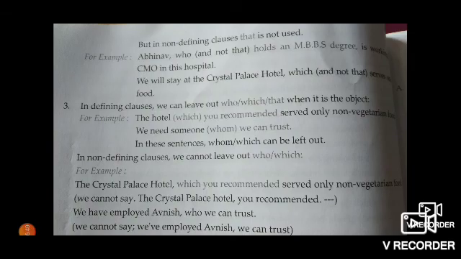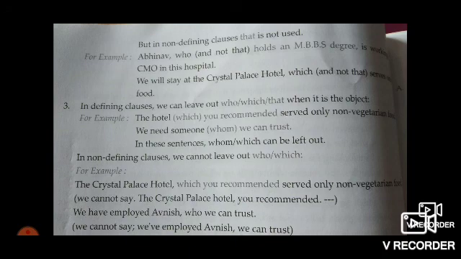In defining clauses, we can leave out who, which, that when it is the object. In non-defining clauses, we cannot leave out who or which.